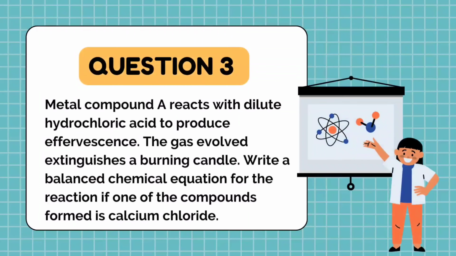Question 3. Metal compound A reacts with dilute hydrochloric acid to produce effervescence. The gas evolved extinguishes a burning candle. Write a balanced chemical equation for the reaction if one of the compounds formed is calcium chloride.